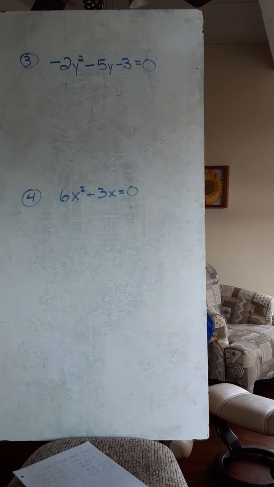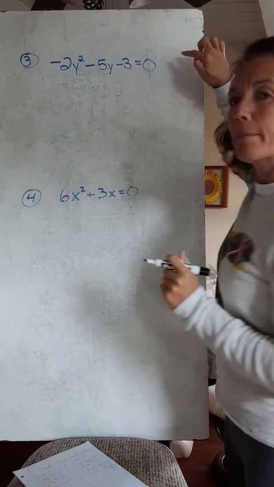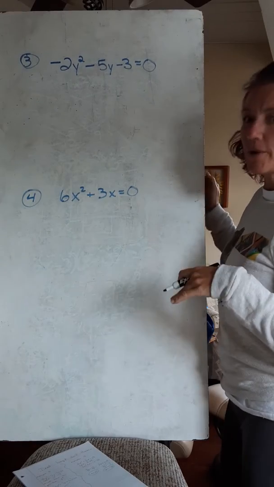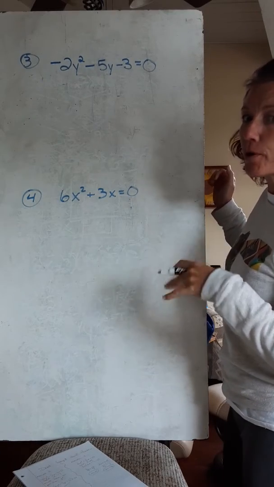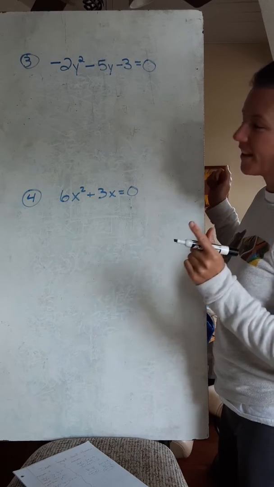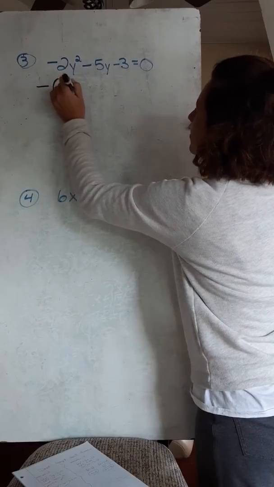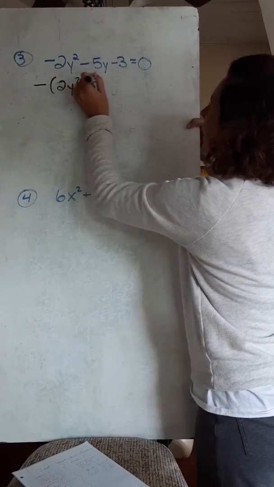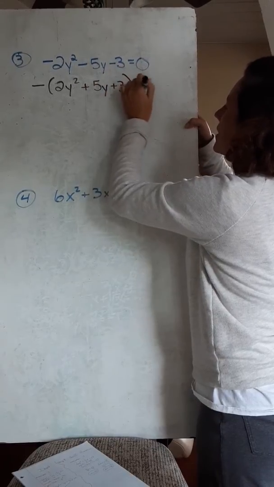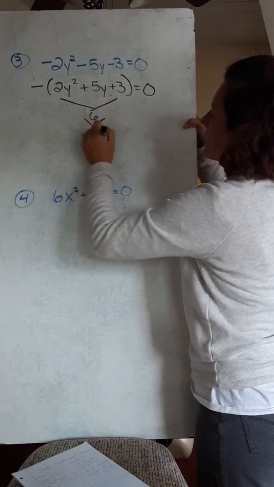Okay, last video of the day is just to remind you of two things. First, we did a bunch of this type number 3 on board work. What do we need to factor out first before we even start the problem? Hopefully you guys all said negative. We factor out the negative, which means we change every sign inside the parentheses before we start the problem. Now we go about our business as usual.